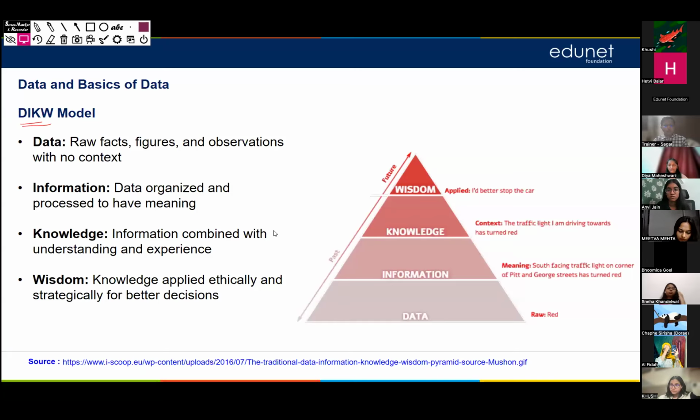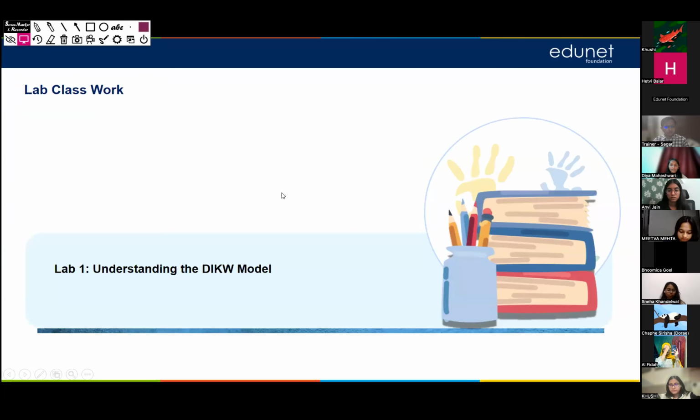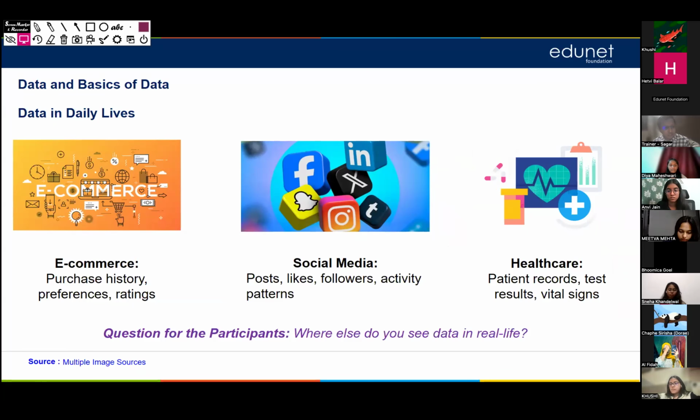Now, once I talk about the DIKW model, the next part that comes with me is where do we use data in our daily lives? Something that we have already discussed, but something where we will also see where else we see data in our real life. That is going to be the question for you guys. So e-commerce we have already discussed, and social media I think we have already discussed. When we are talking about e-commerce, the purchase history, your preferences, your ratings, this all comes over a period of time.